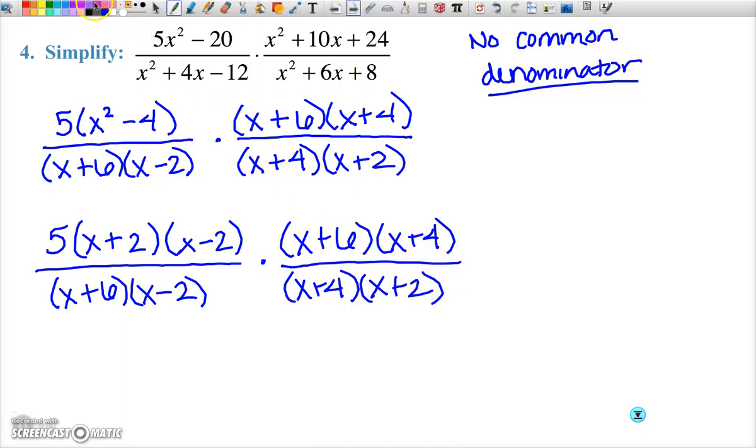And now what you do is go through and cancel things out that are in common in the numerator and denominator. So you'll see you have an x plus 2 here and down here. So those cancel with one another. Then we have an x minus 2 here and an x minus 2 here. So we can cancel those out with one another. And then we have an x plus 6 here and an x plus 6 in the bottom as well. So we can cancel those. And we also have an x plus 4 on the top and on the bottom, which leaves us with our final answer of just the number 5. And we're done.